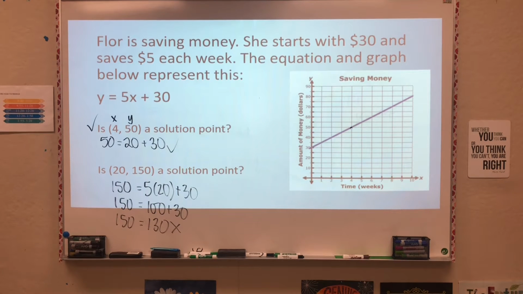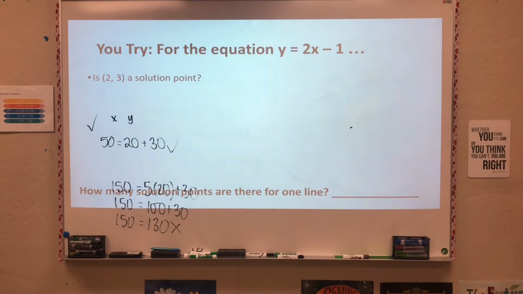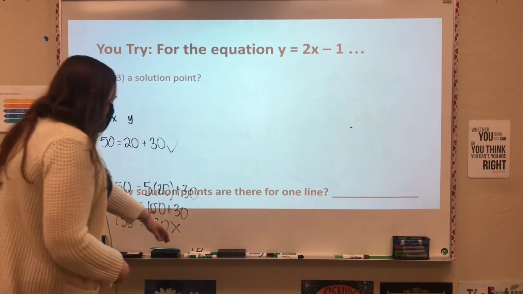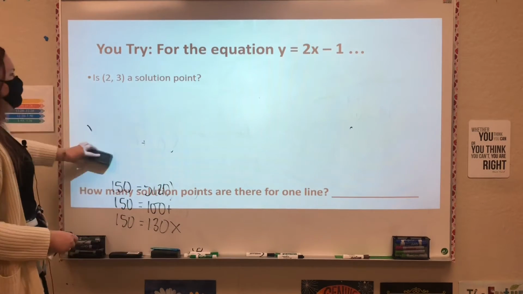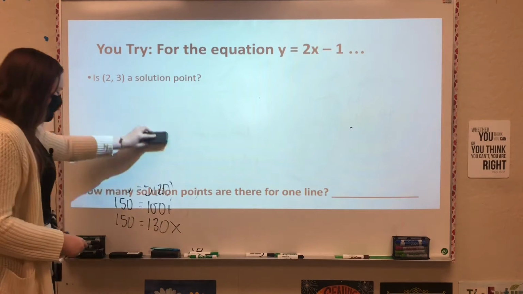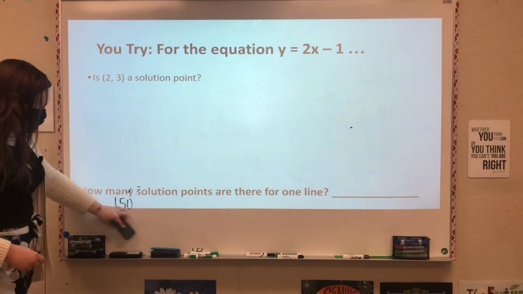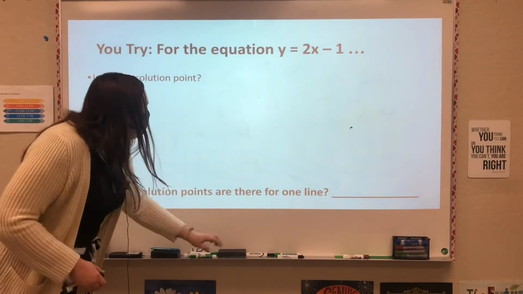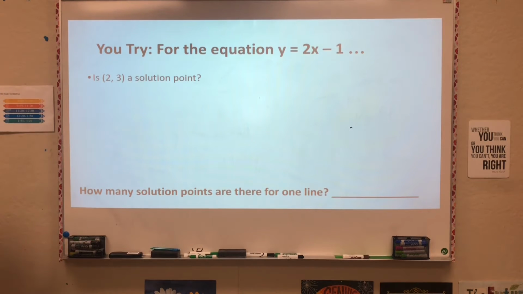Then I have this one for you to try. It should be on the back side of that paper. I'm giving you a different equation. I'm not giving you a graph. But I am asking you, is the point (2, 3) a solution point? I'll go ahead and give you like 30 seconds. It's just you now, so you let us know when you're ready.